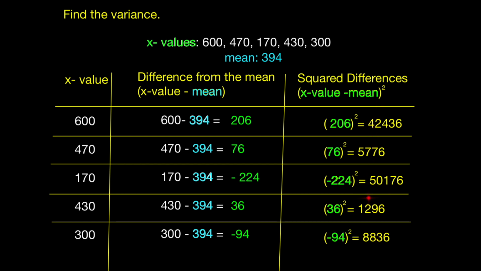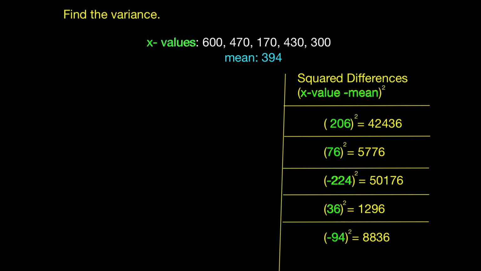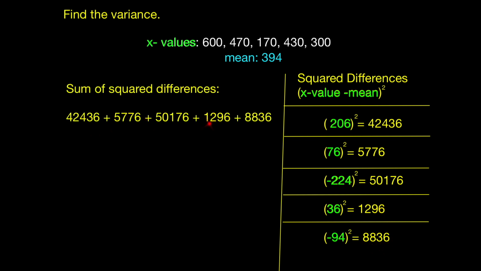All of the values that I got on my last column, I'm going to add them up. I need to get the sum of 42,436, 5,776, 50,176, 1,296, and 8,836. Adding all of these up, I'm going to get a total of 108,520. Now, once I have that value, I'm going to divide by the number of terms, my original x values.